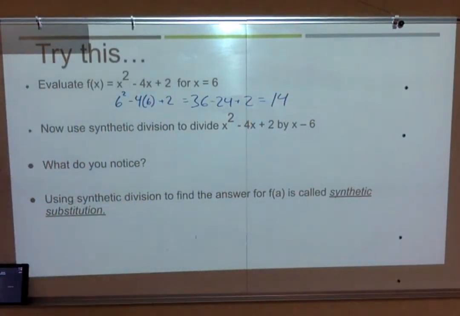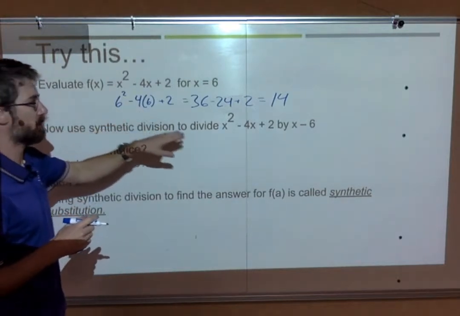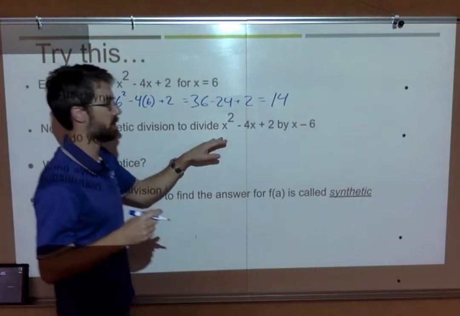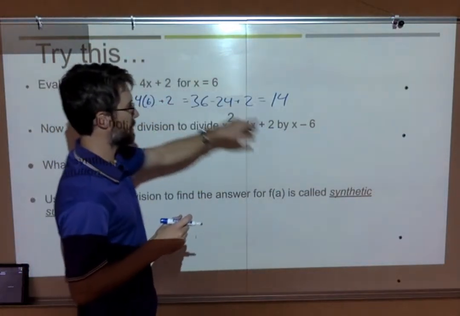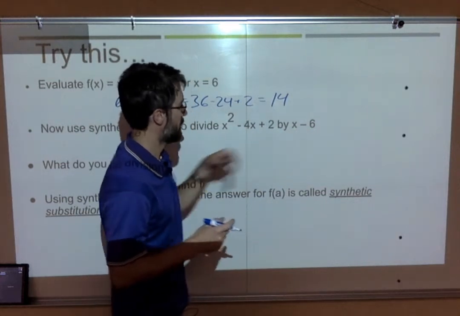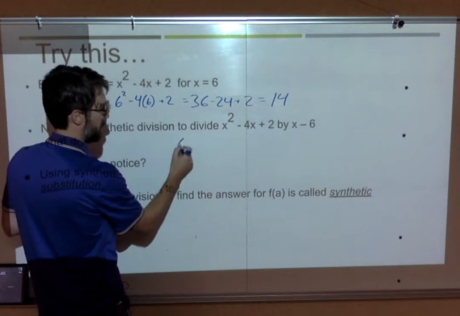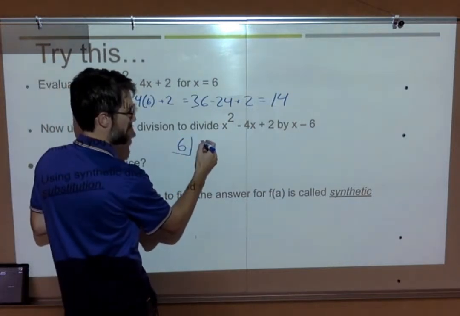Now, what's interesting about this is if instead of plugging it in, I do synthetic substitution for this, where instead of x equals positive 6, I'm doing synthetic division with x minus 6, so that the number here is going to be a positive 6. Now let's see what happens. Let's see if we notice anything.